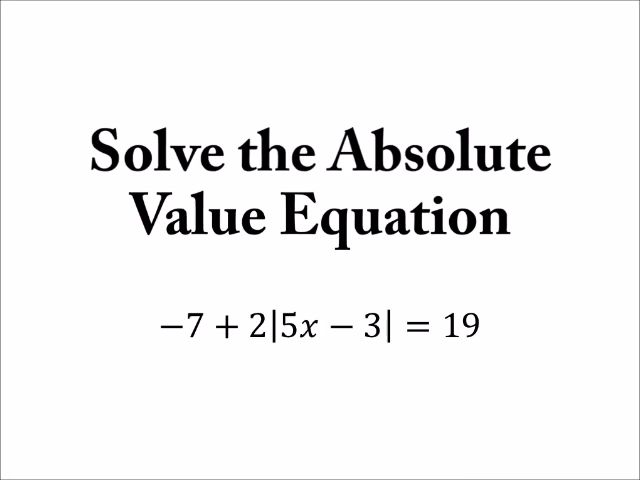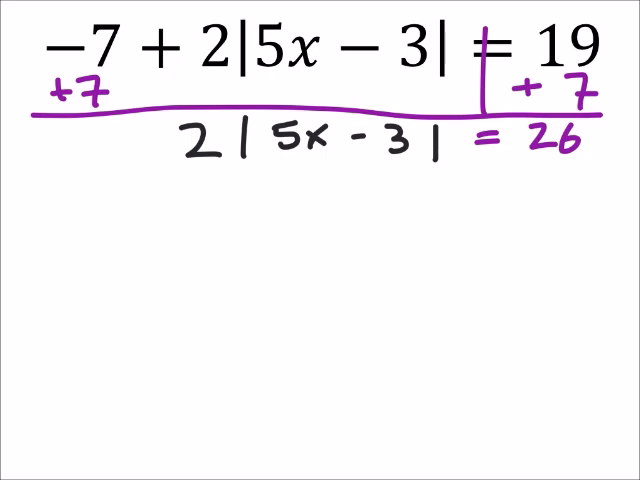So, the first thing we're going to want to do is to isolate the absolute value as though it were a square root, or in parentheses, or even if it were an x, right? And if that was negative 7 plus 2x equals 19, what you would do is add 7 to both sides. So that's what we're going to do. And this is what we have now because, of course, the negative 7 plus 7 cancels out. That becomes a 0.